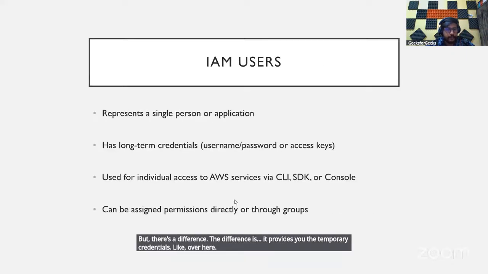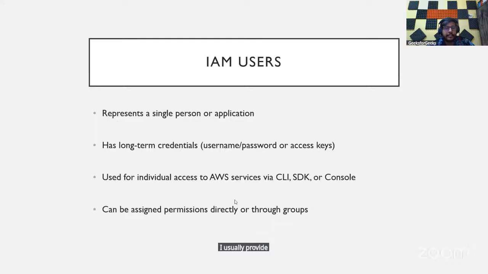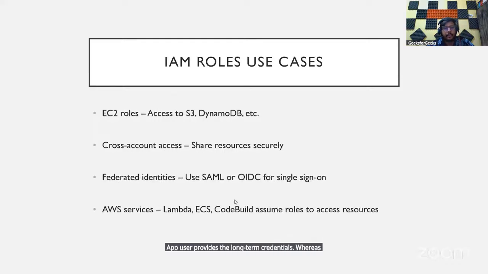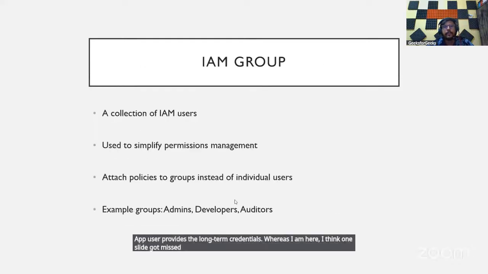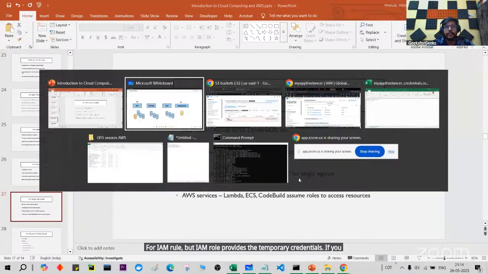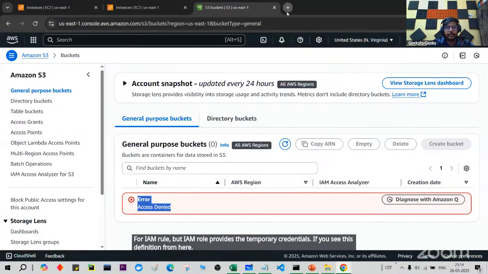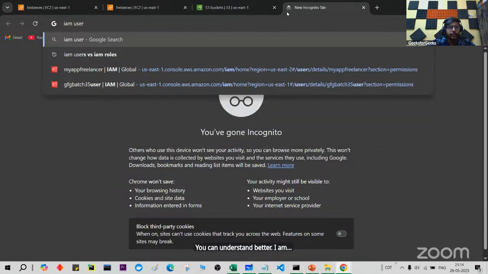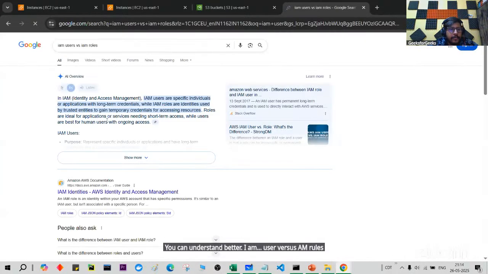Like over here, IAM user provides long-term credentials, whereas IAM role provides temporary credentials. I think one slide got missed for IAM role. If you see this definition from here, you can understand better. IAM user versus IAM roles, you can see here very clearly.